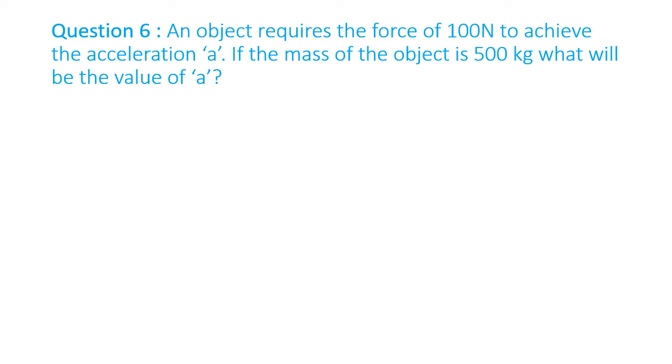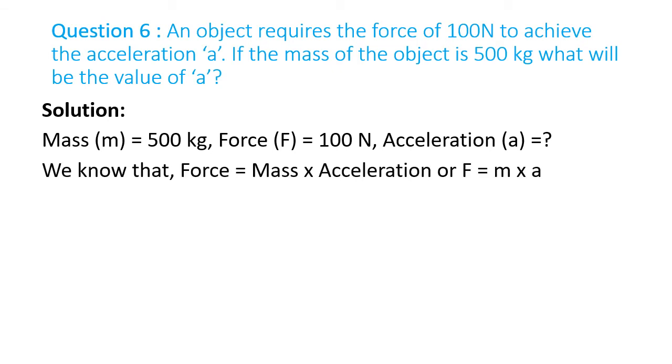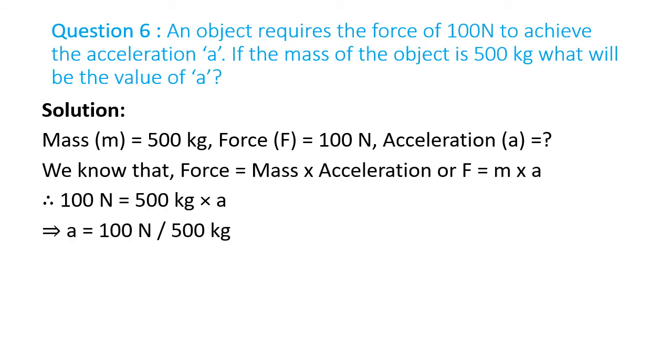Okay, next question. Here also we have to find A. Same formula, F equal to M into A. F is 100 Newton, M is 500 kg. So A will be F upon M. So 100 upon 500 is 1 upon 5 or 0.2 meter per second square.